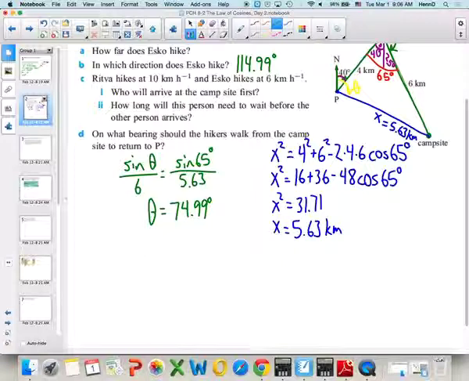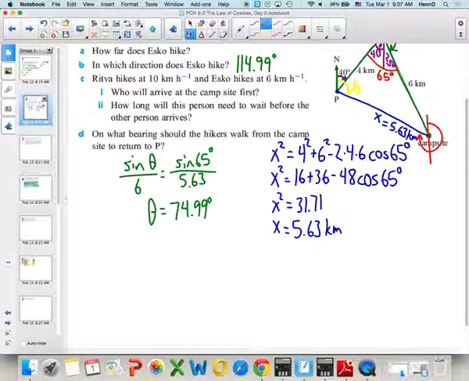Here's kind of an interesting thing here. I'm going to skip C for right now, since we're on the topic of the angles. On what bearing should the hikers walk from the campsite to return to P? You just do 180 minus 74.99 minus 65. No, because you need the whole thing from north. You don't just go from south. We need this angle, right?